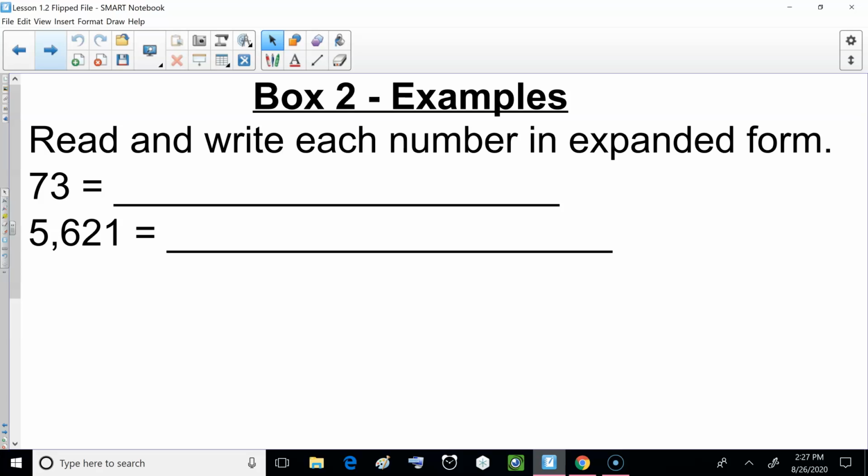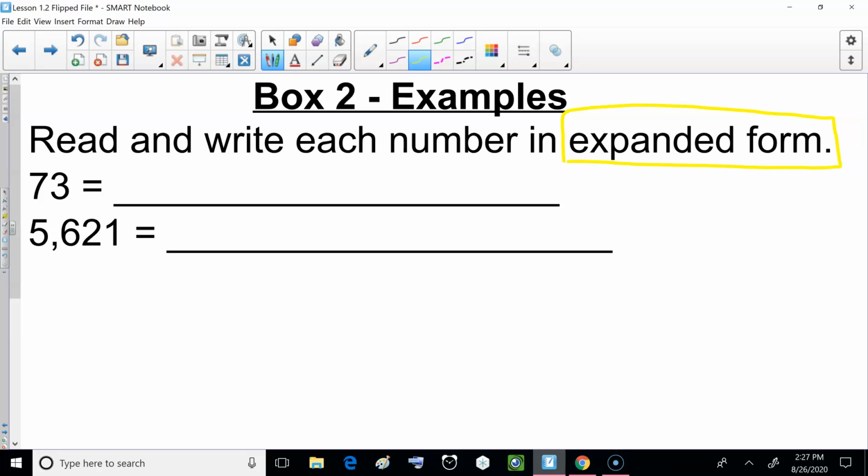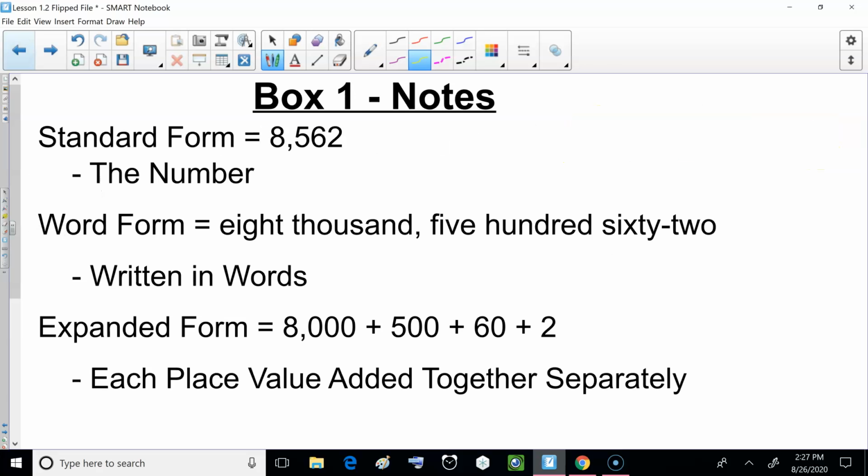So in box 2, we're going to start working on some of our examples, taking that information we just wrote down in our notes and now applying it. One of the biggest things we know is that we need to take time to read the instructions carefully so we know what form we're actually trying to get to. So notice we have 73, and we need to read and write each number in expanded form. I always like to give myself a little guide and say expanded form. I can always go back to my notes on this page, and expanded form is right here, so I know I'm using this form right now.